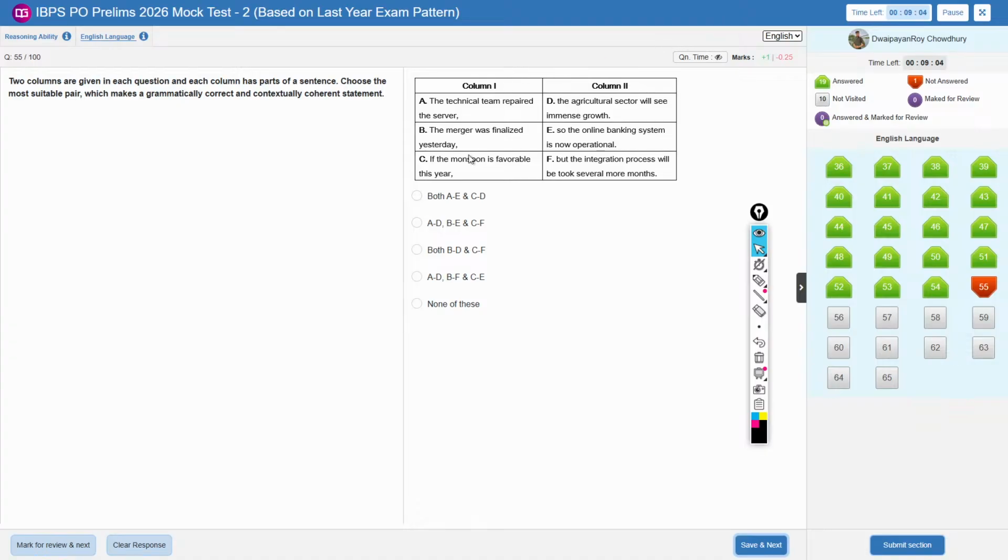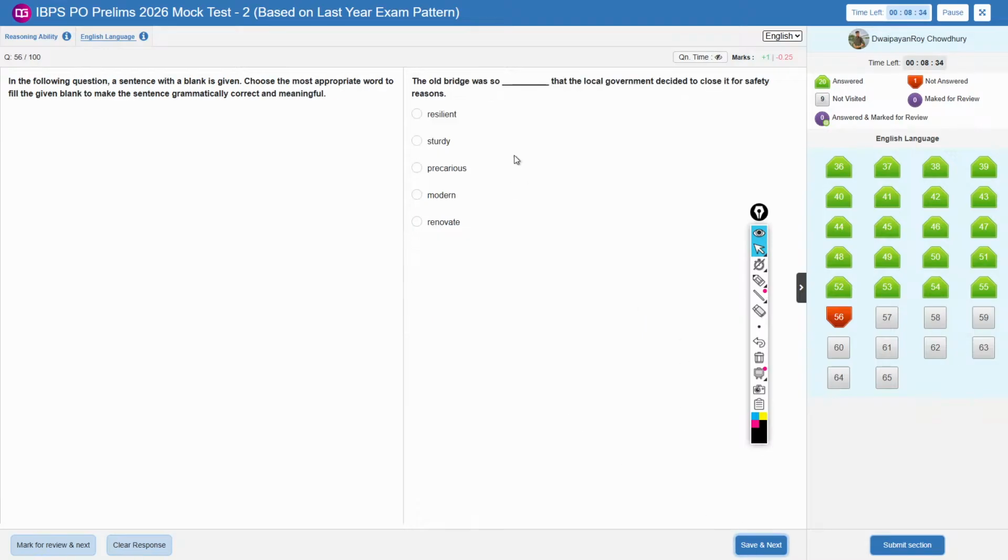The technical team repaired the server, so the online banking system is now operational. So AE. Okay. The merger was finalized yesterday, but the integration process will take, will be taken. No, will take. If monsoon is favorable this year, the agriculture sector will see immense growth.